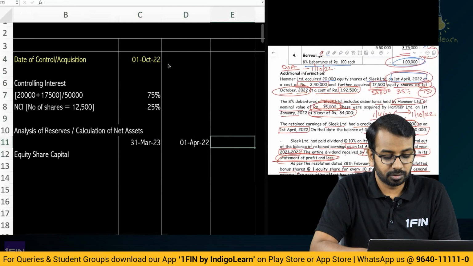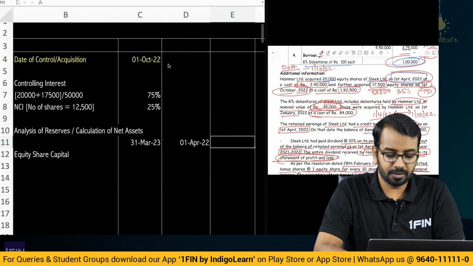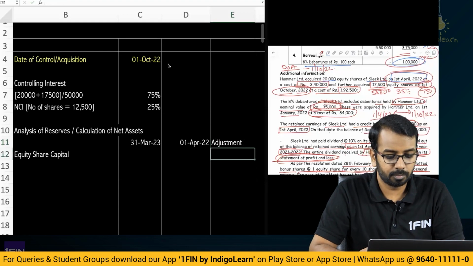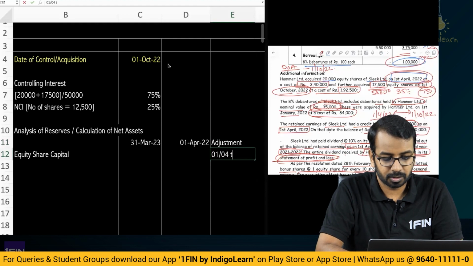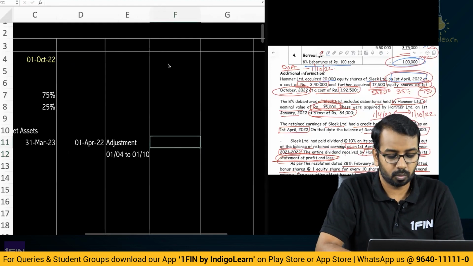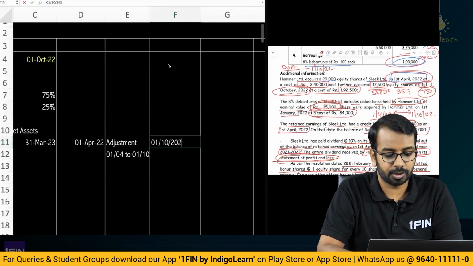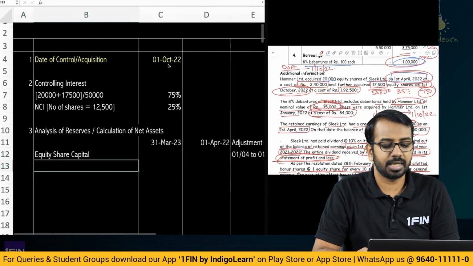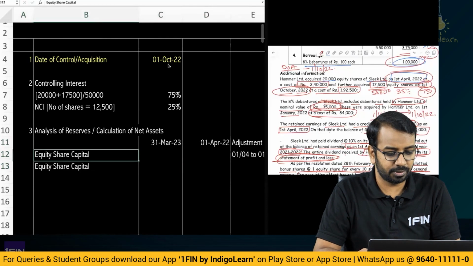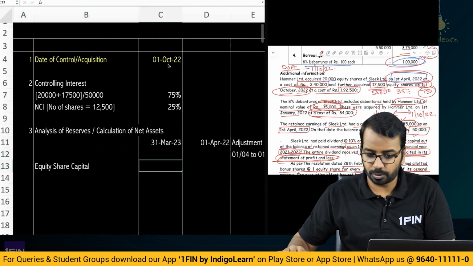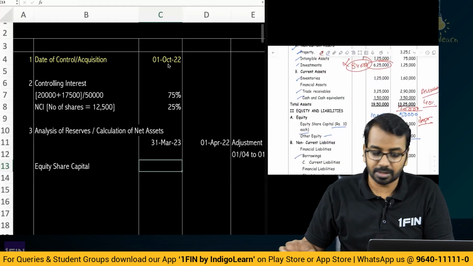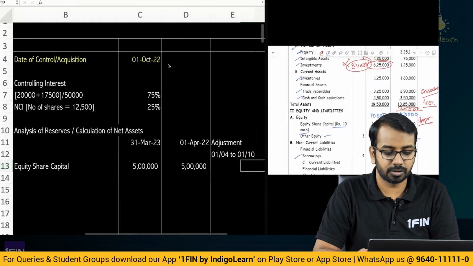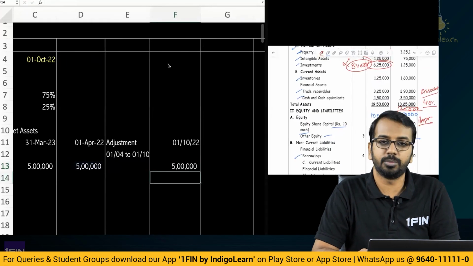And we will need to adjust, and with this reference we can calculate the adjustment from 1st of April to 1st of October, and then what is the balance as on 1st of October of 2022. Okay, you can do it as a separate working note as well, but if you do it in a single place, it will save time, right? So when it comes to equity share capital as given in the question, it is 5 lakhs, and this is 5 lakhs on 1st of April also, there is no adjustment. So on 1st of October also we will assume it is 5 lakhs.